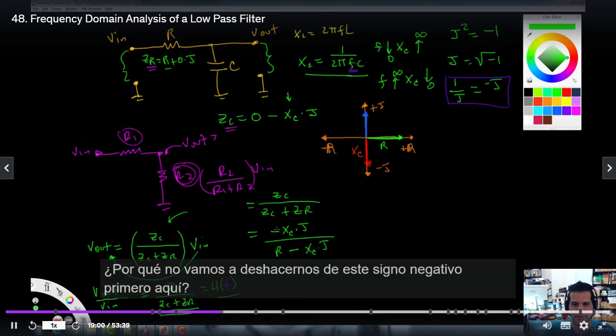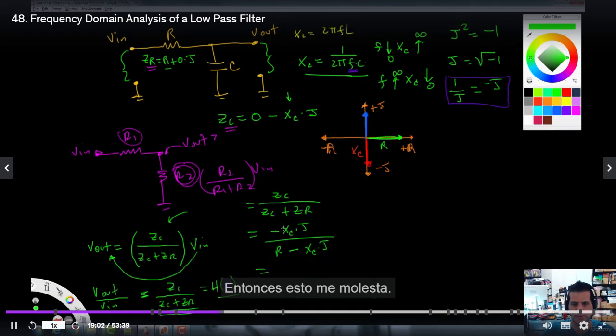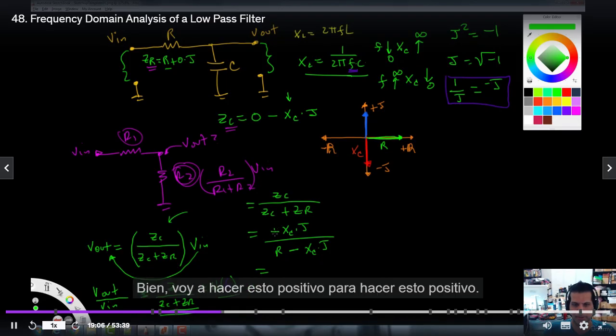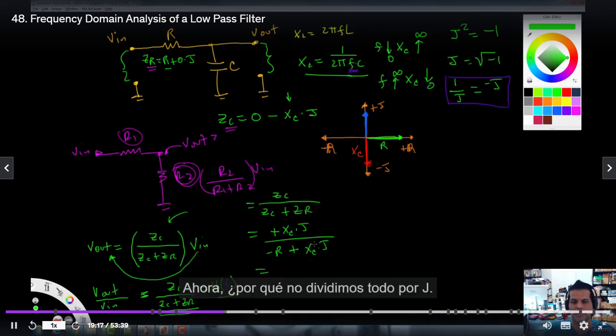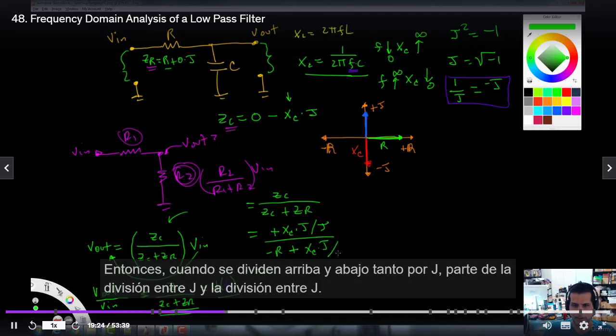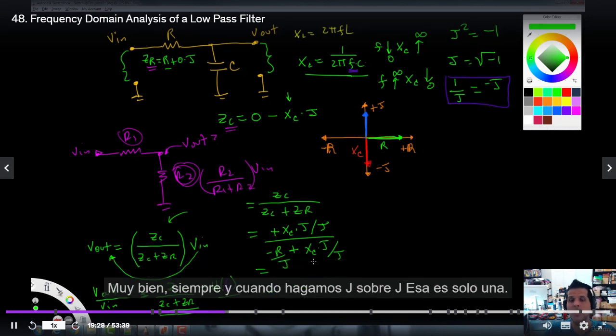Let's get rid of this negative sign first here. This bugs me. So I'm going to divide everything by a negative first. I'm going to make this positive, I'm going to make this positive, and then this is going to be negative here. So now we've just got x sub c times j, and minus r plus x sub c times j. Now why don't we divide everything by j? That should be fine. I'm going to divide it top and bottom both by j. As long as we do j over j, that's just 1, so that's okay.